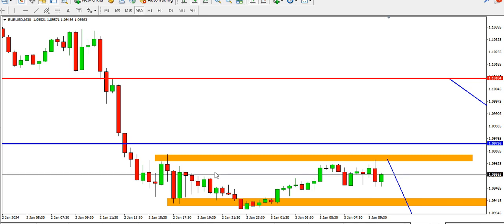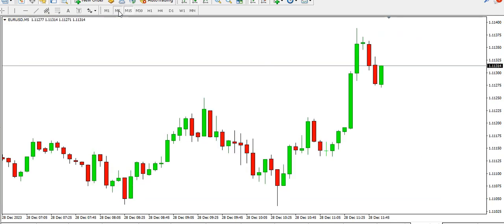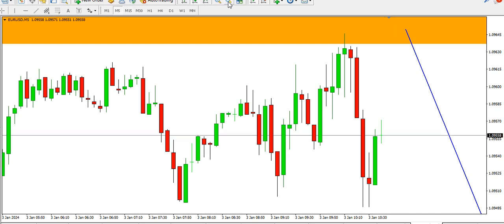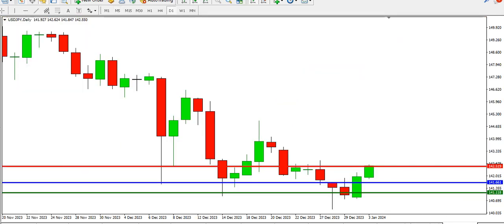All right, on the 30 minutes time frame, Euro USD is still ranging. On the 15 minutes time frame, still ranging, but the likely price direction is to the downside for Euro USD. Lastly, let's take a look at USDJPY.